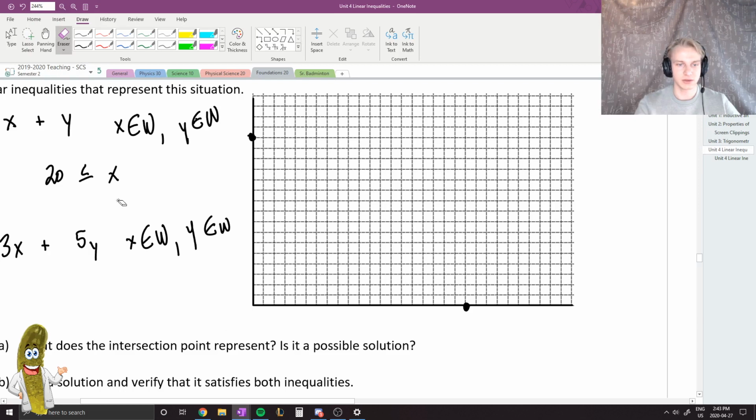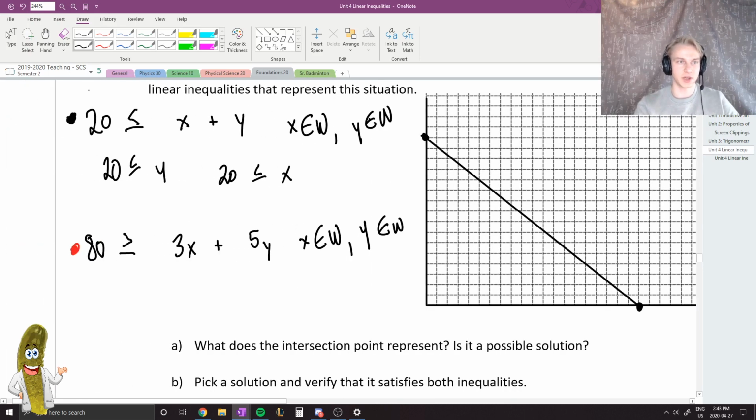So I'm going to just actually erase those. I don't need them. And like I said, I am going to just draw a line from right here to right there. So that's my first line. That's that first equation there.